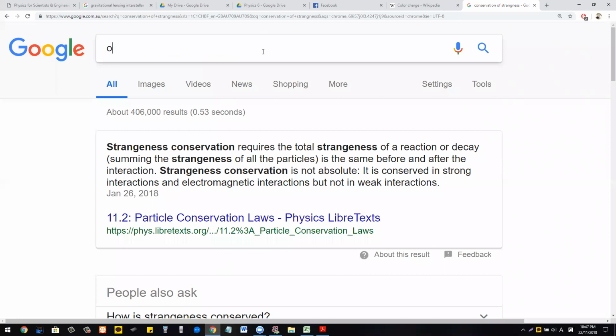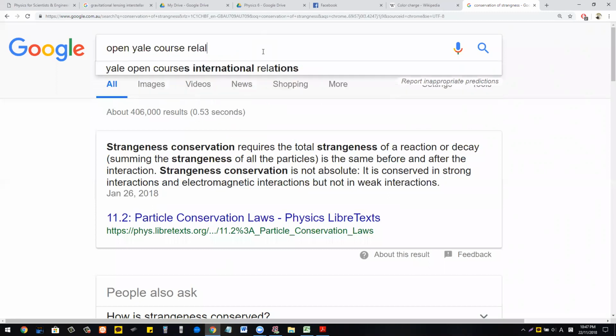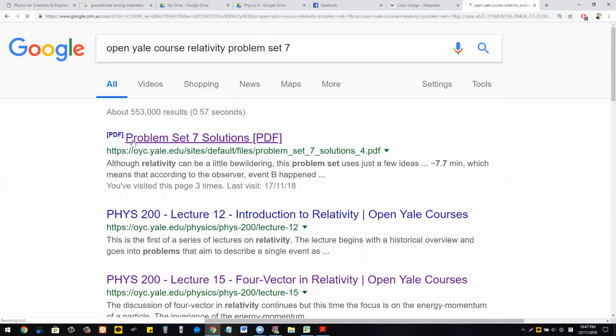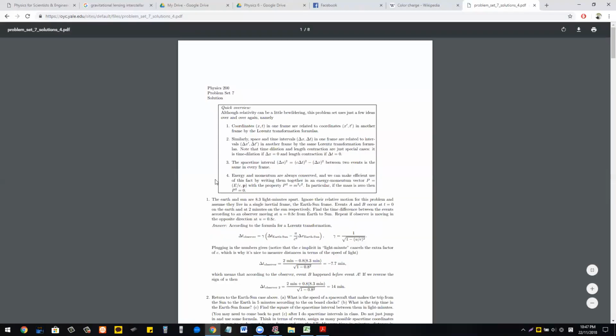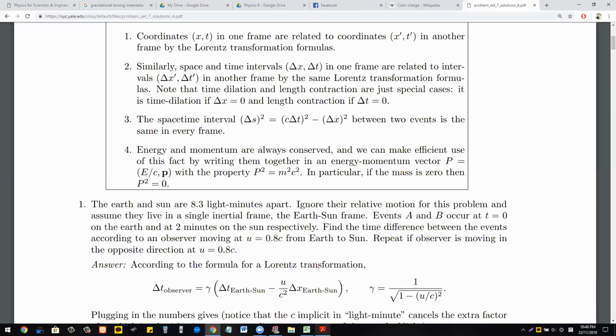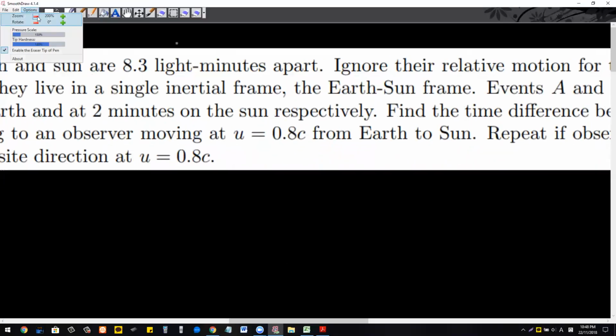Okay, maybe a few relativity questions. Yeah, so go ahead. This is the relativity problem set 7. So this one is quite an interesting one. All right, so here's the problem. I want you to try this. I think something like this could definitely be on the test.